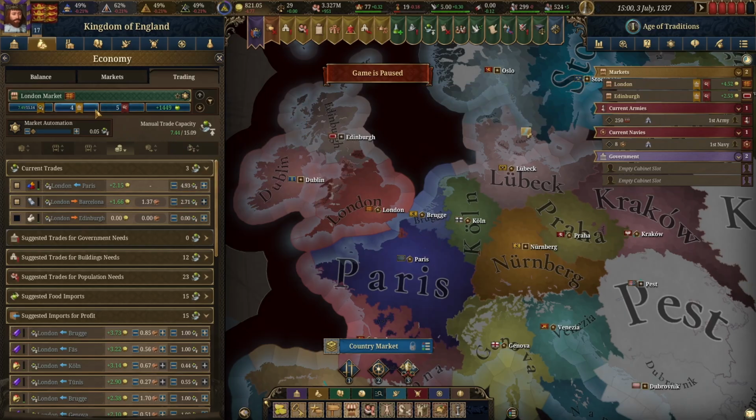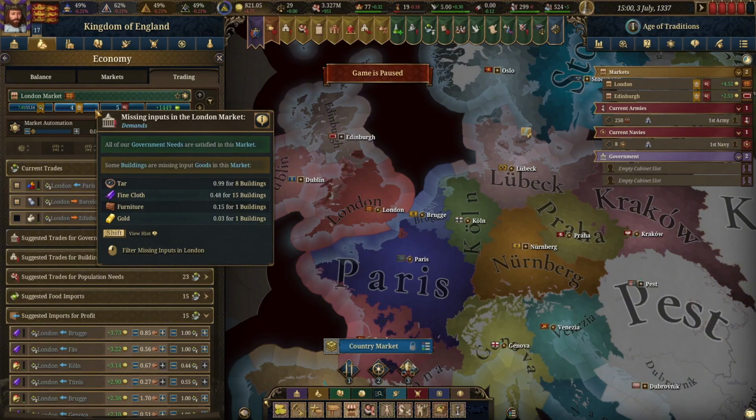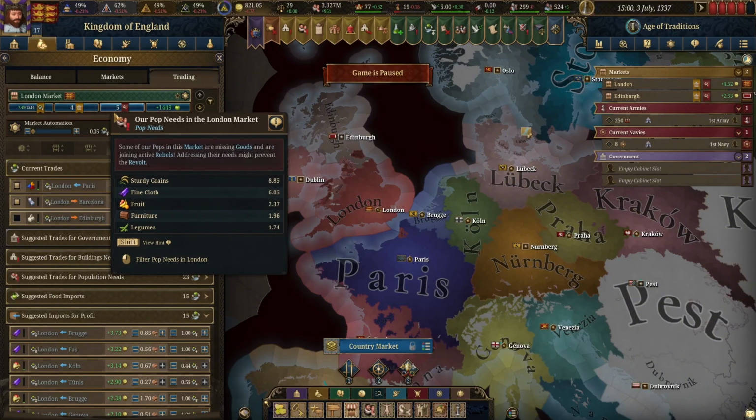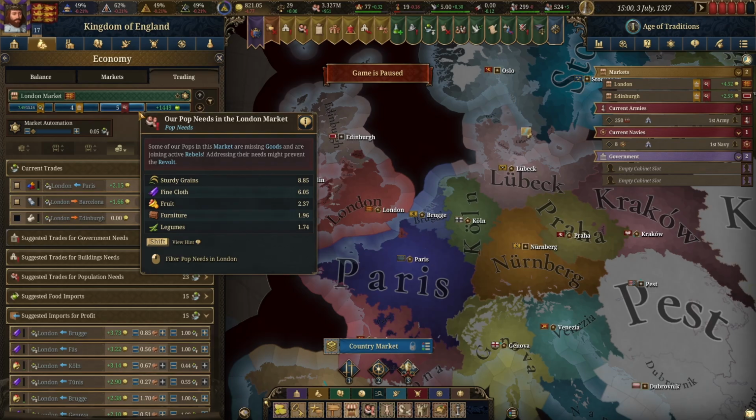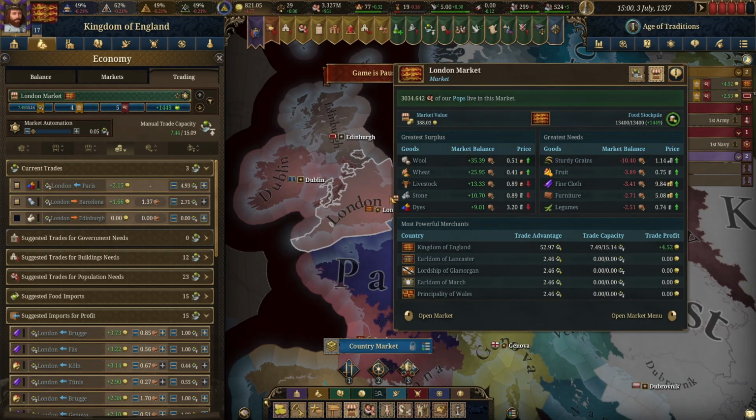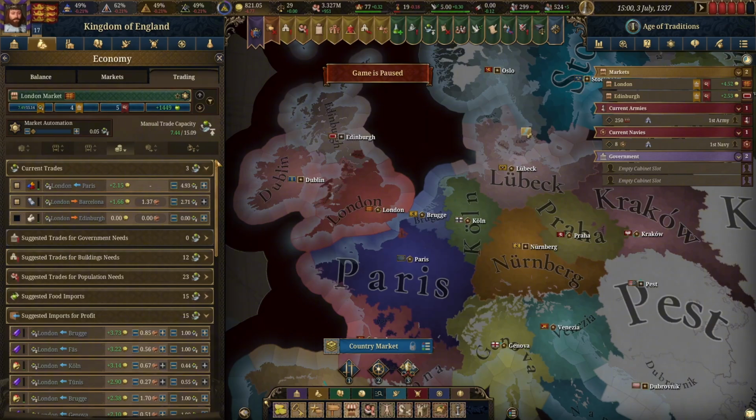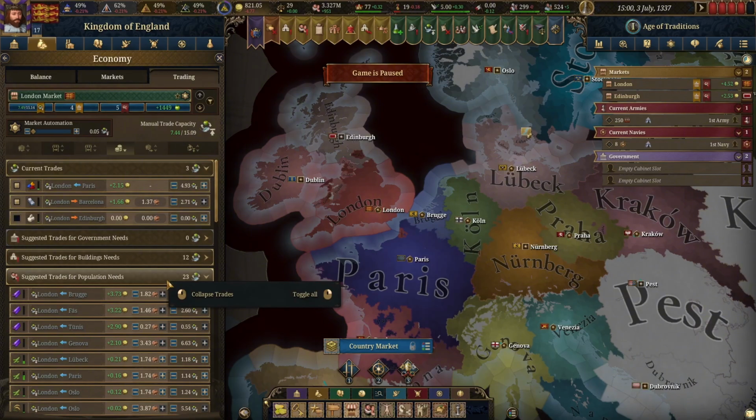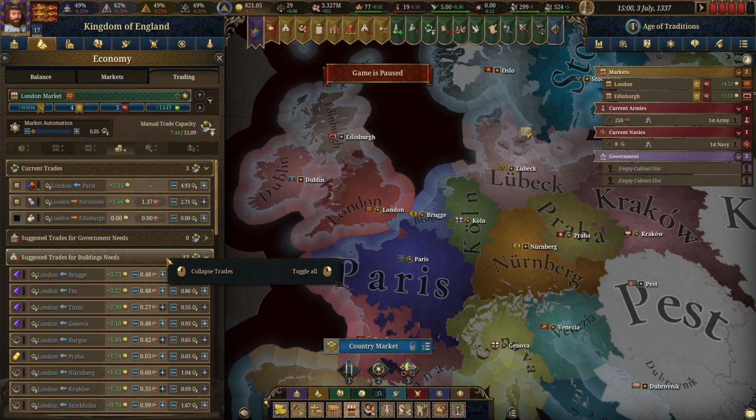We also have suggestions for missing inputs that our buildings or government need, missing inputs that our pops need, and the current food levels of the market. I'll get into food in the next video. You can also see this broken down if you just hover over the market that you're currently looking at. And like I just showed, here's a current readout of our current trades and an easier way to see them on kind of a macro scale. Below this are suggestions that the game gives you for addressing your population needs or your building needs.